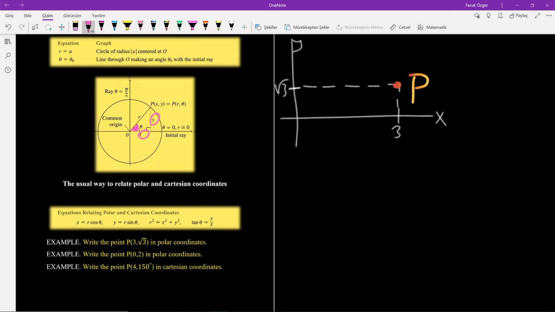So let's start. As I told you, I start from the origin to the point P, and we call this distance r. This is the distance. And what about theta? Theta is measured from the initial ray, which in this case is the x-axis. This is theta. Okay? So the point (3, square root of 3) is equal to something in polar coordinates. So what are r and theta here?